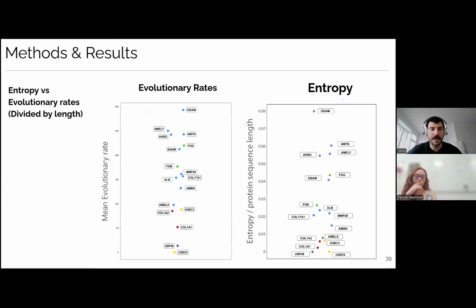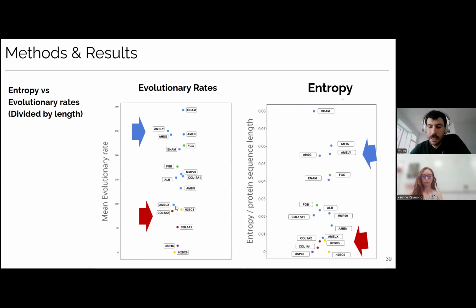However, when we again divide by the length of those proteins, we see that our two different rates or metrics now mostly agree with each other. So ODAM is very high in both cases. Then we have this cluster of AMELY, AHSG, and AMTN here, the same. And then again, the collagens seem to drop significantly and are on the lower side of our distribution, so almost as conserved as the histones and ubiquitins.